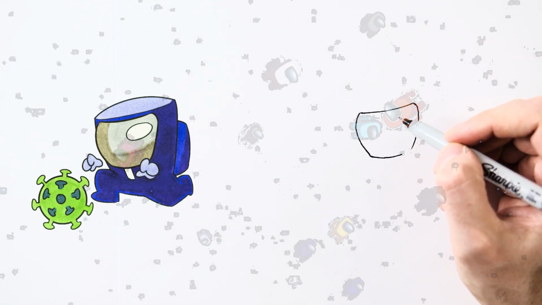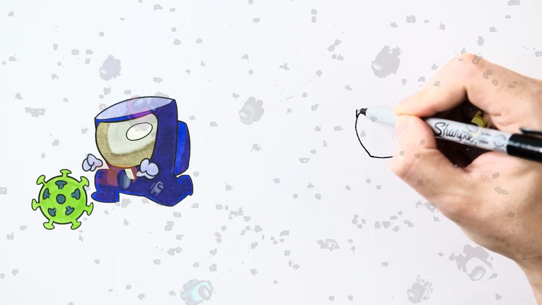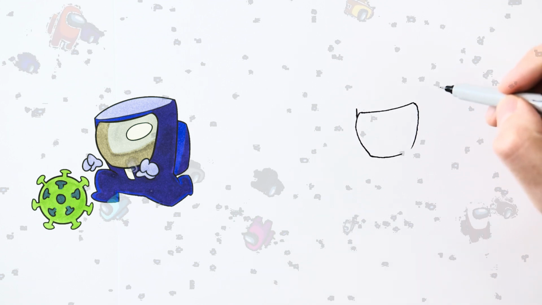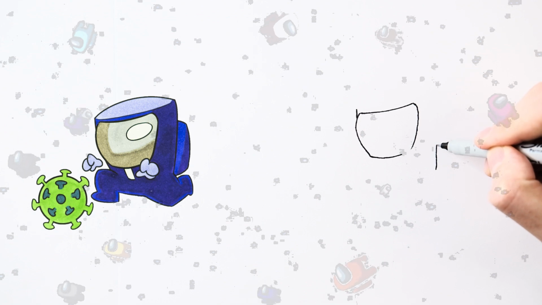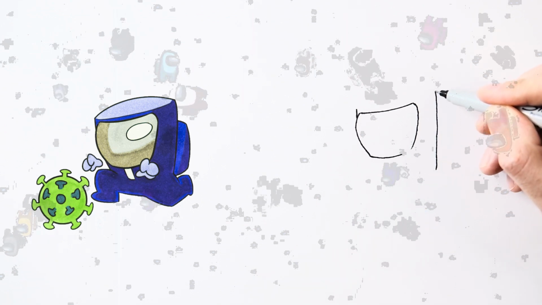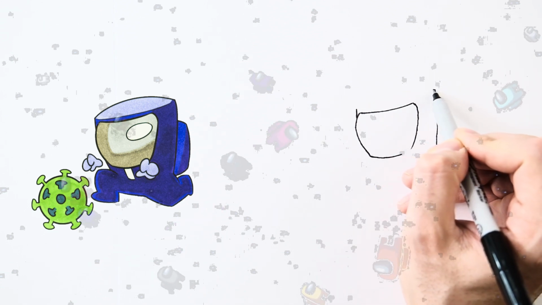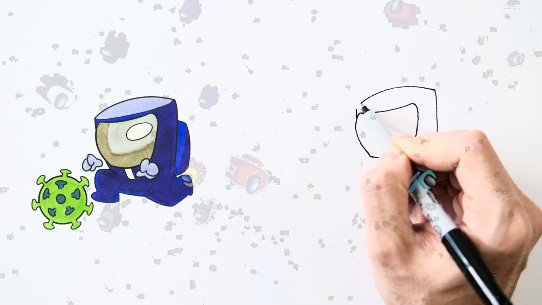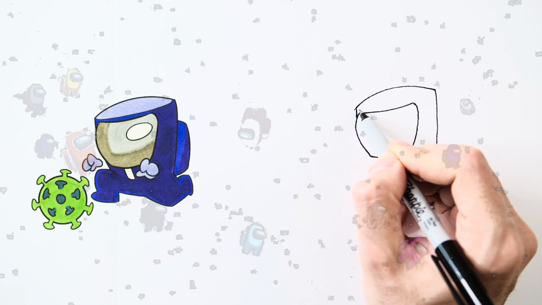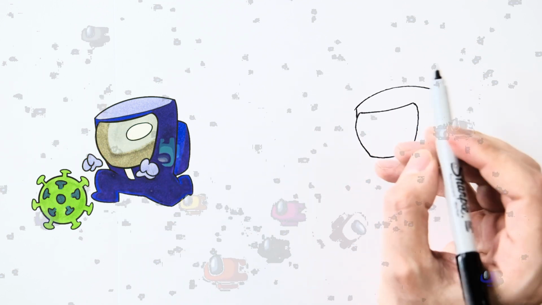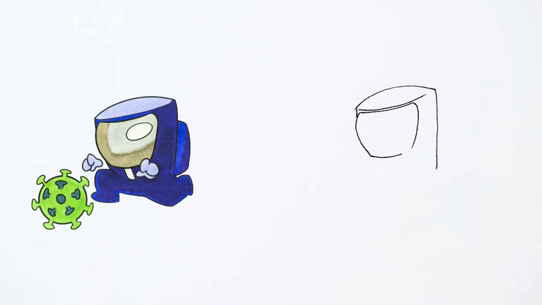So next part is his hazmat suit. Let's do the upper part. And let's draw a bent line that connects these two lines together. And another one just like this. There you go.